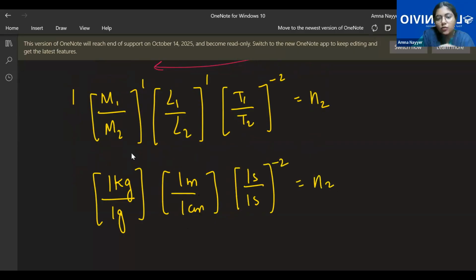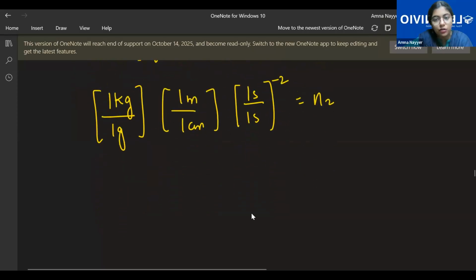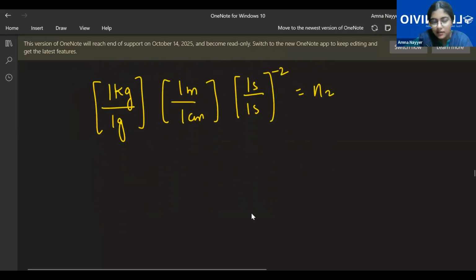Now, how do we know this? We have already discussed this when we did the fundamental quantities, the whole table we made in the beginning of this chapter. So I'm saying it again: if anyone is having trouble with this part, please refer to the videos, especially those who have missed the classes.